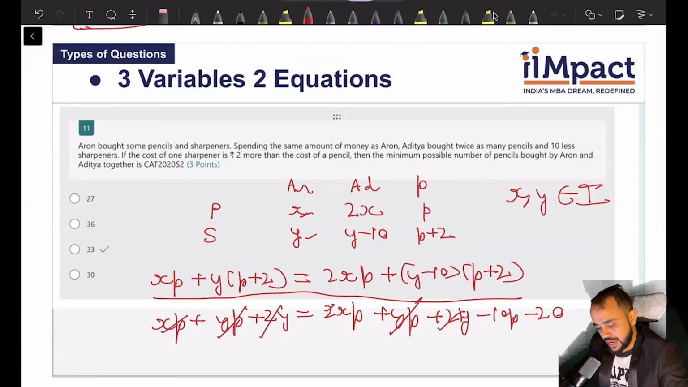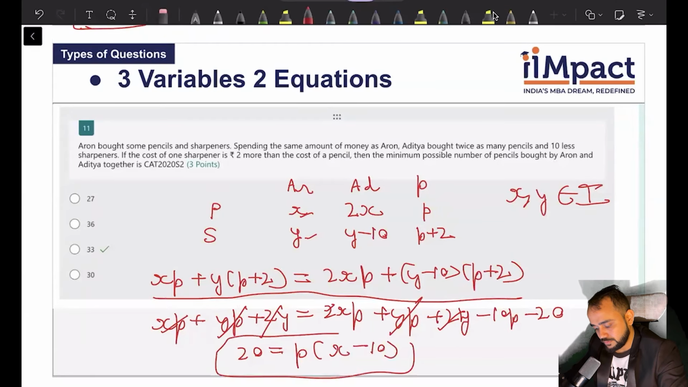So I will rearrange this. I'll get 20 is equal to p times x minus 10. Now, if x is an integer, x minus 10 will be an integer, and you want 20 by (x minus 10), the price, to also be an integer. So what is the lowest value of x that you can take such that this turns out to be a positive number, which is a factor of 20? You can take x as 11. 11 minus 10 will give you 1, which is an integer which divides 20.